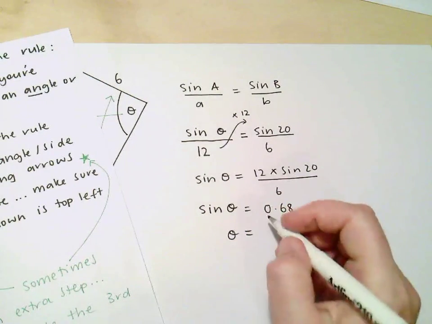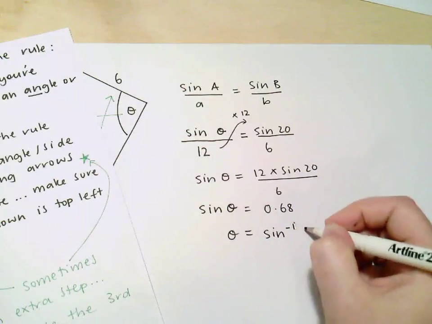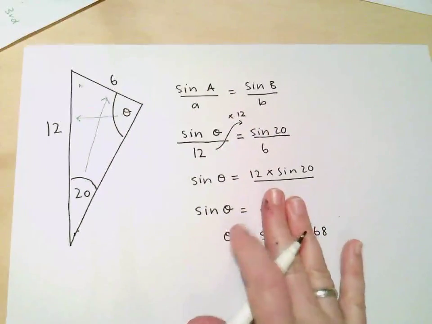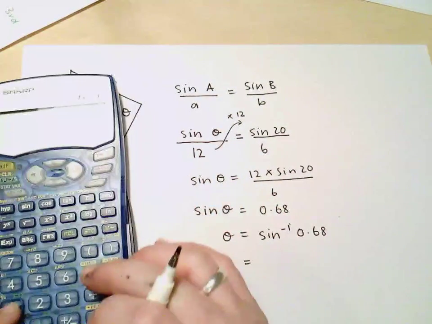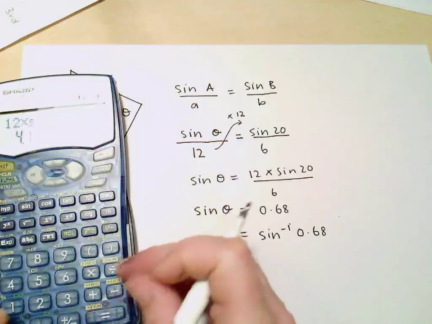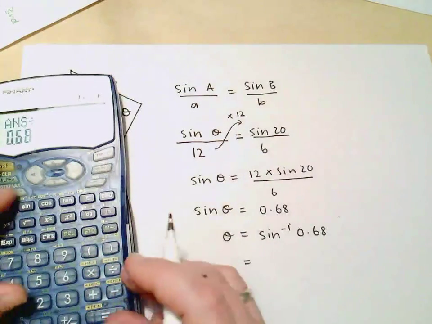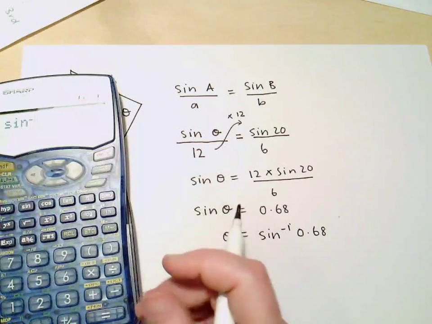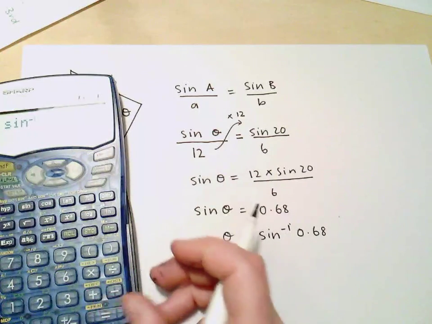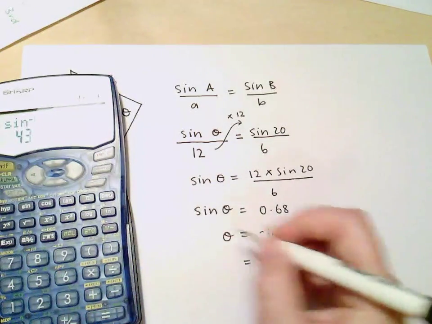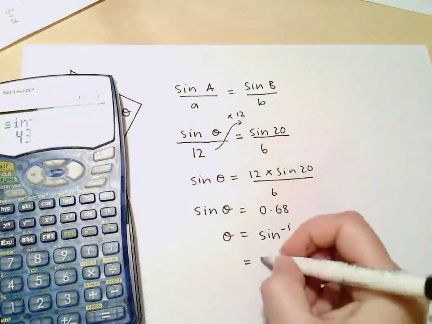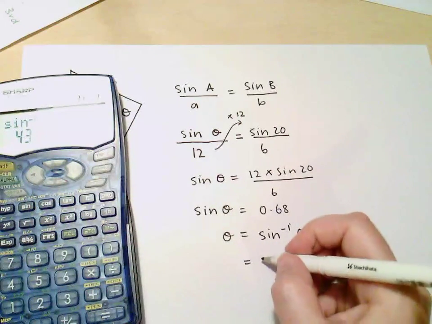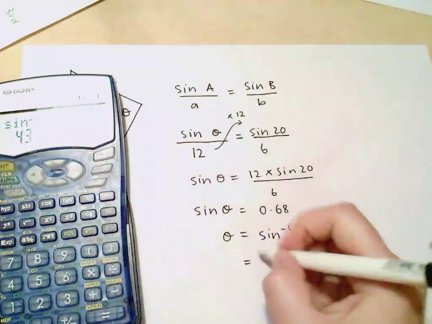I take the inverse sine of 0.68. Move him out of the way. So the inverse sine of 0.68, I really shouldn't have got rid of my number before, should I? There it is. So I want the inverse sine of that answer. And I'm going to press equals. So it gives me 43 degrees. I'm just going to round it to the nearest. I'll put it into 43 degrees, and let's say it rounds to 10 minutes.